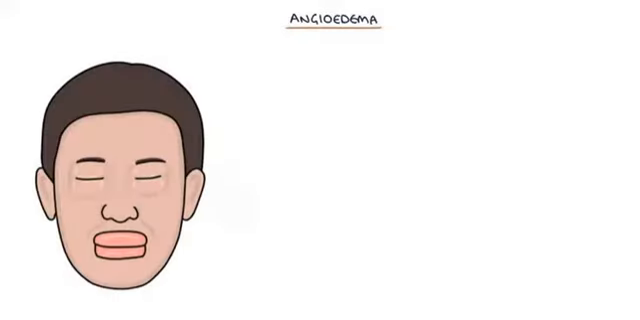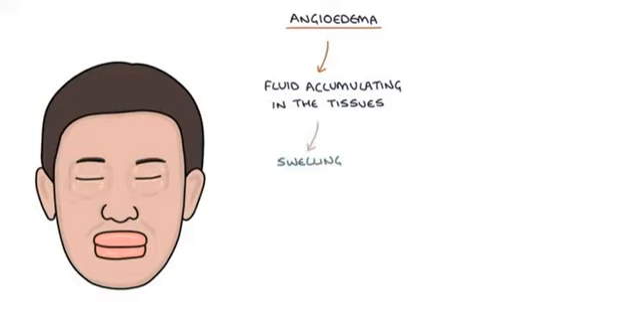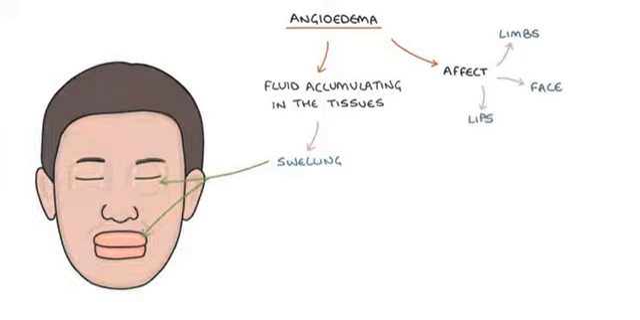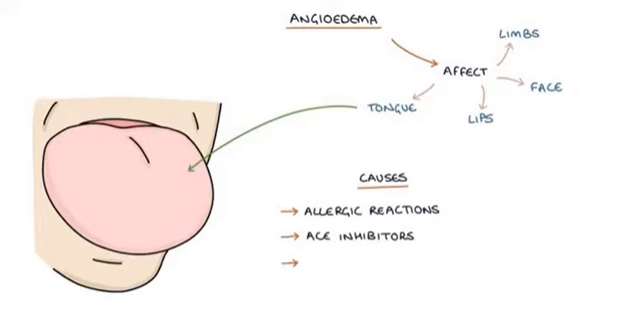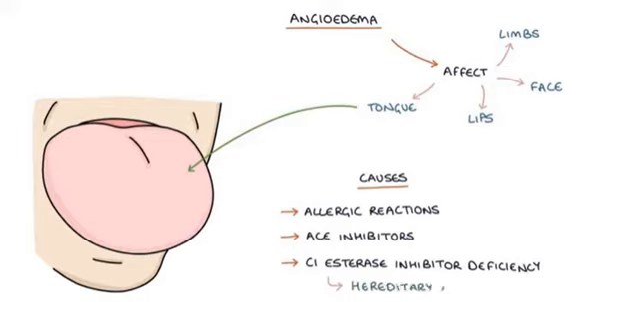Next, let's talk about angioedema. Angioedema refers to fluid accumulating in the tissues, which results in swelling. Angioedema can affect a number of areas such as the limbs, the face, and the lips. It can also affect the tongue, which causes the tongue to swell up. The three top causes of angioedema to remember for your exams are allergic reactions, ACE inhibitors, and C1 esterase inhibitor deficiency, which is also called hereditary angioedema.